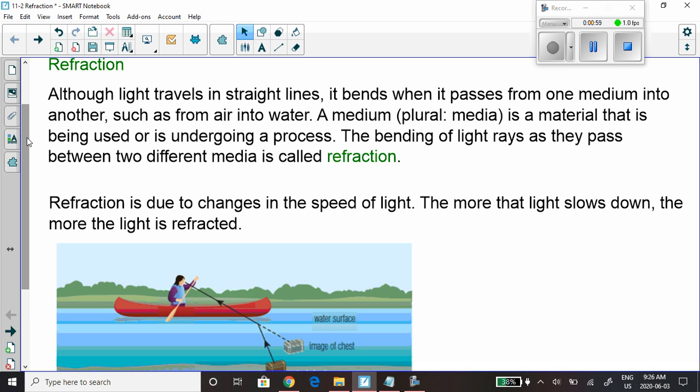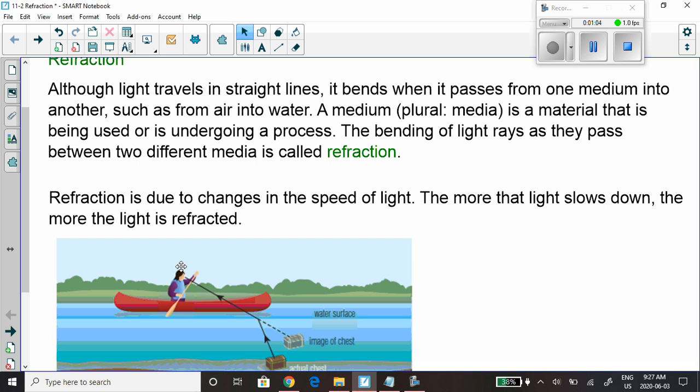So we've got here in the picture someone in a canoe, and what's going to happen is it's probably a sunny day and there's light that's going into the water. So some of the light is going to sink into the water. And as that light goes into the water, it's going to hit the treasure chest. And some of that light that hits the treasure chest is going to reflect off the treasure chest. And light travels in straight lines.